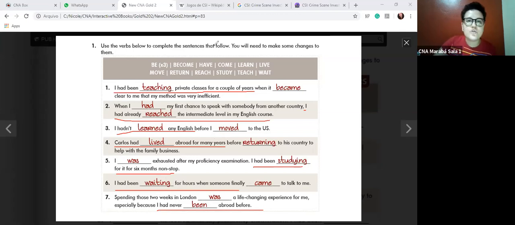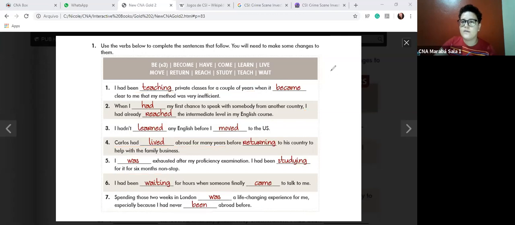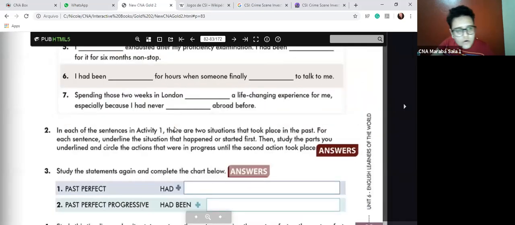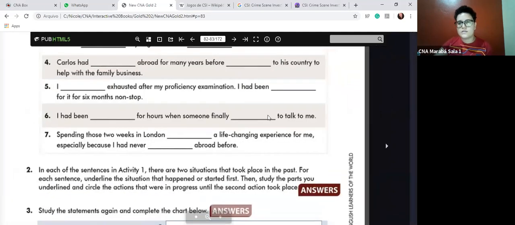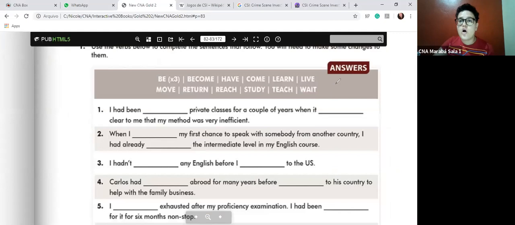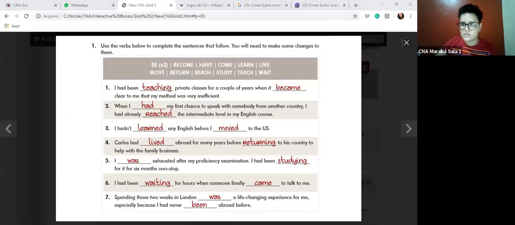And then we have to circle. Let me see here, just a moment. We have to circle, number 2, circle the actions that were in progress until the second action took place. For this part, we are not going to use all the sentences, only the sentences with the verbs in the ing. So what actions were in progress before the other actions started? This happened first, we know, but the action that was in progress was teaching. I had been teaching. This is what was in progress.